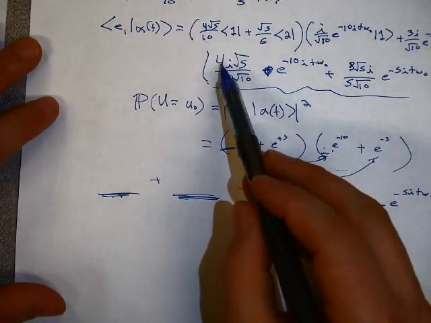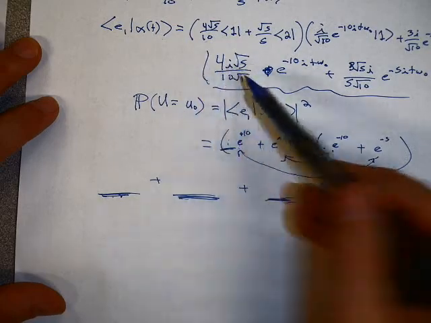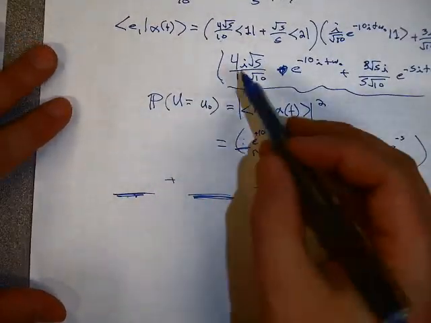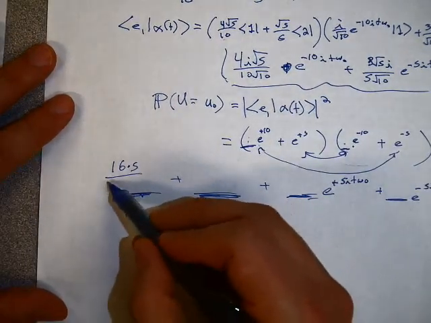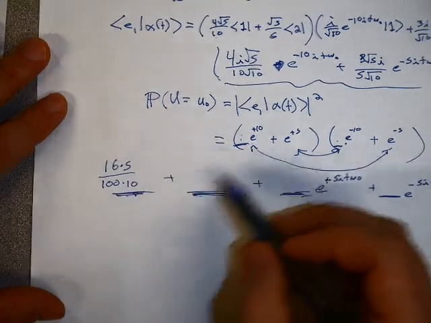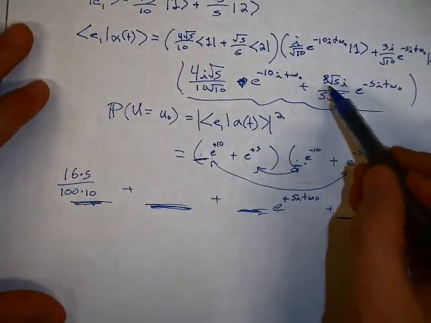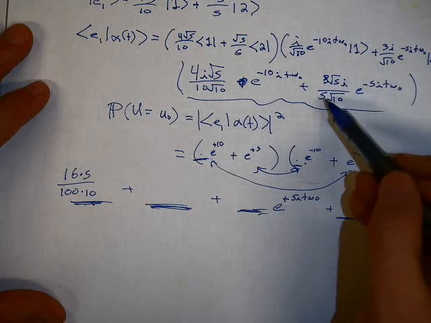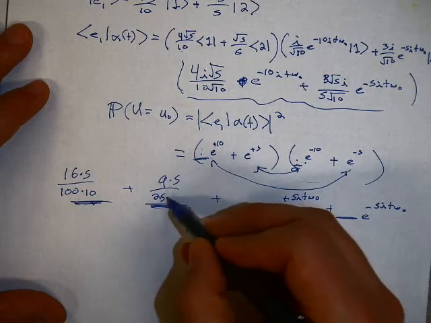So that would be 4i root 5 over 10 root 10 times 4 times minus i. So obviously it's just this thing squared. The i's go away. So that's 16 times 5 over 100 times 10. The same thing happens for this constant. When I multiply it by its own complex conjugate, I'm just going to get a 9 times 5 over 25 times 10. 9 times 5 over 25 times 10.